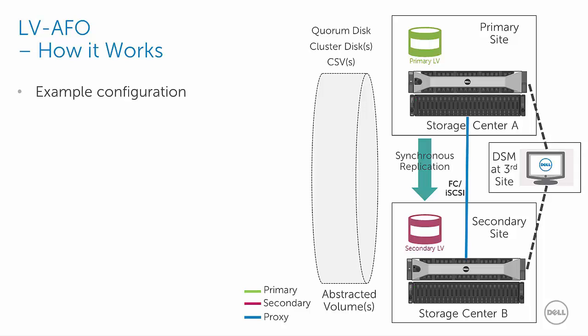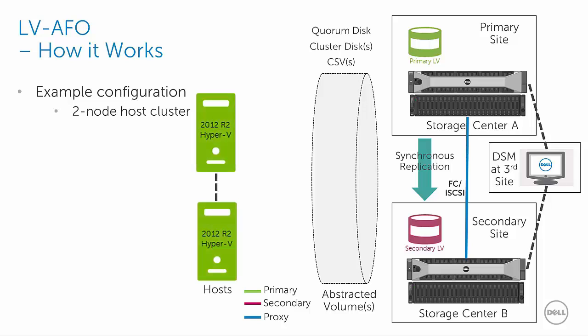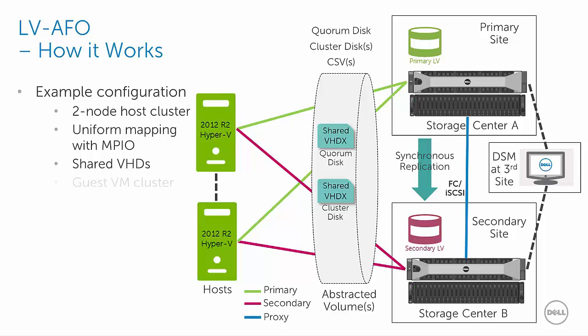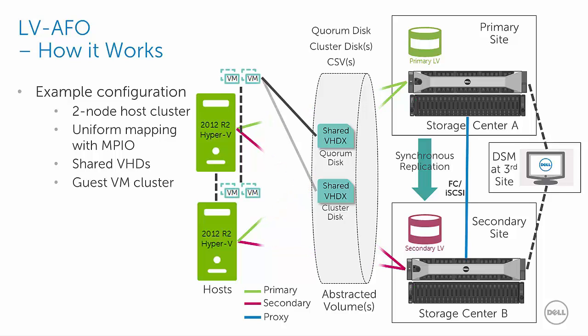For purposes of this video, we'll use a simple configuration consisting of a physical 2-node Hyper-V cluster with a node at each location in a stretch cluster configuration. The physical servers are well connected and configured to use uniform server mappings with MPIO round robin. On the 2-node cluster, we have a guest VM cluster that is configured to use shared virtual hard disks for its quorum and cluster disks.